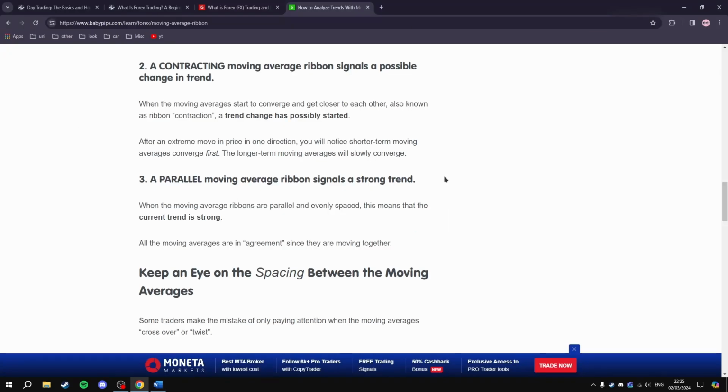When the moving averages start to converge and get closer to each other, also known as ribbon contraction, a trend change has possibly started.